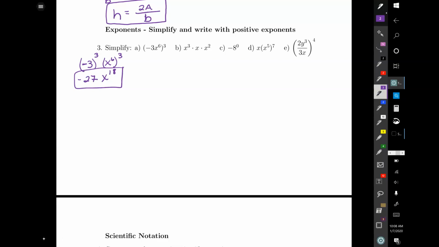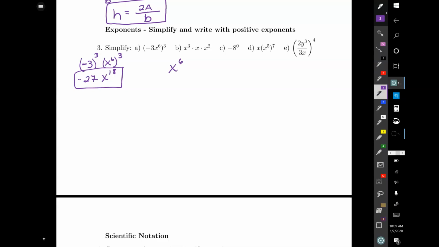For part B, we have x cubed times x squared. Now this one seems pretty straightforward. Well, if I have 3 factors of x there, and then I have another one that makes 4 factors, and then the x squared would give me 6 factors. So B would be x to the 6th.